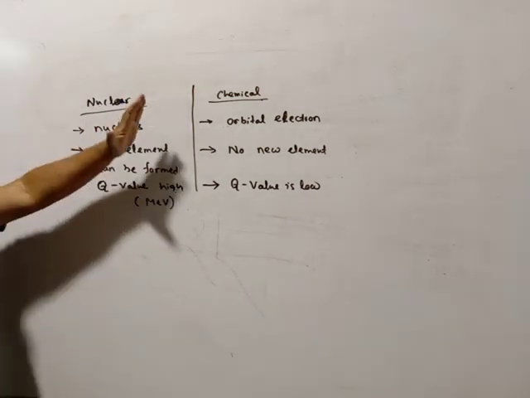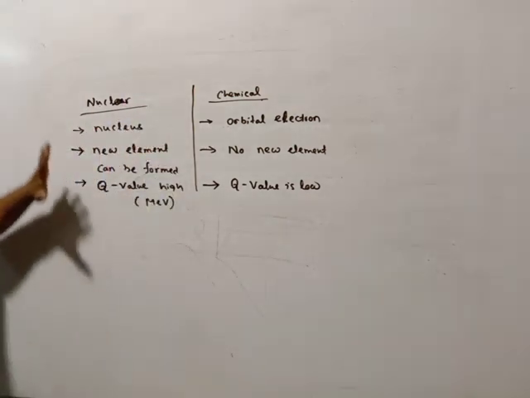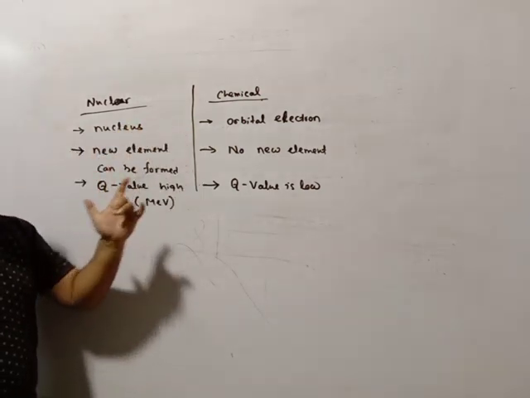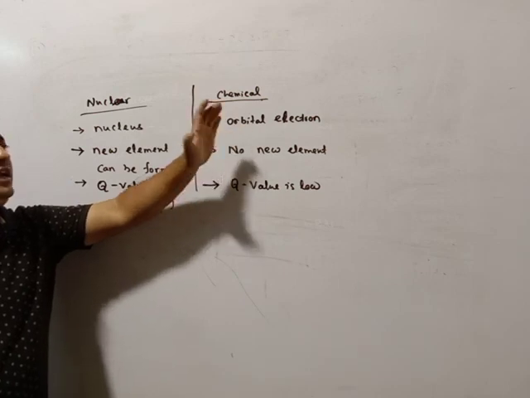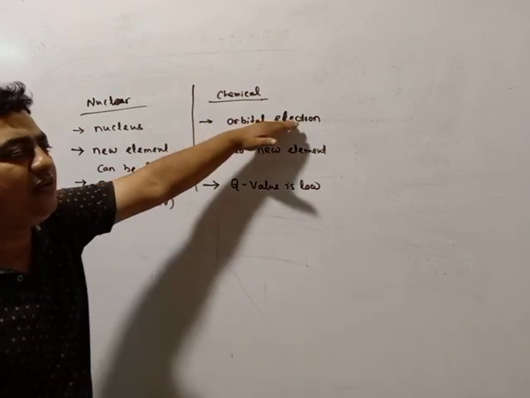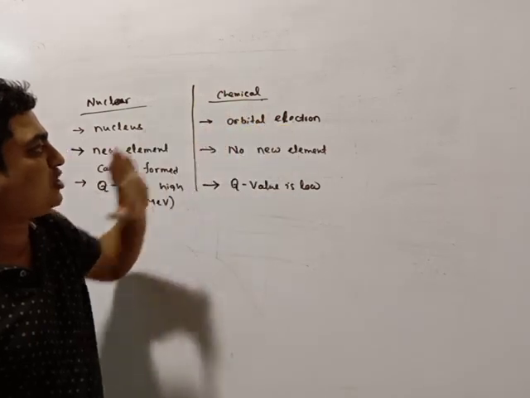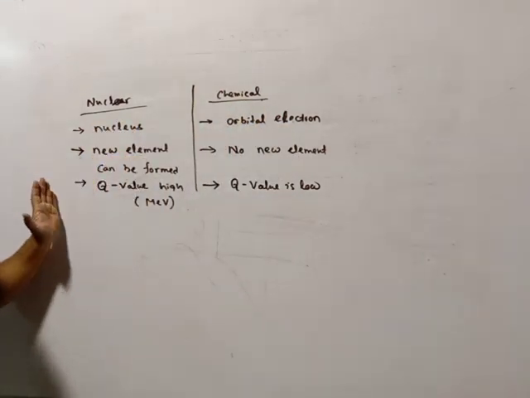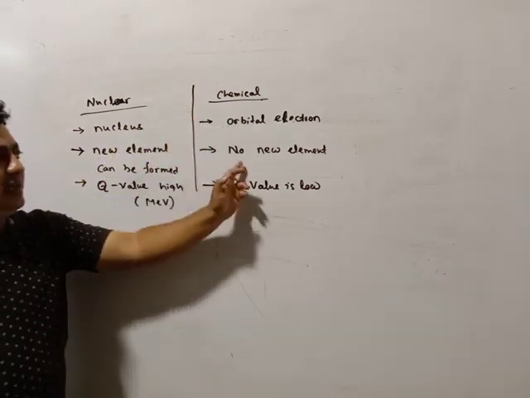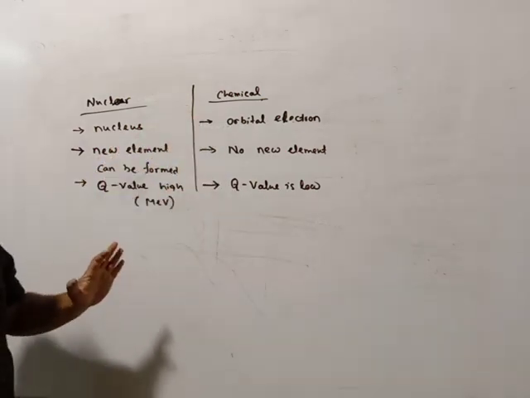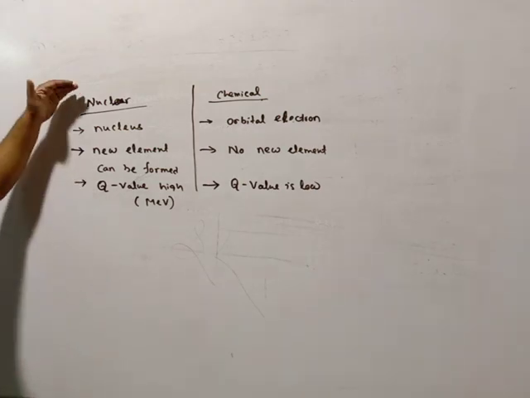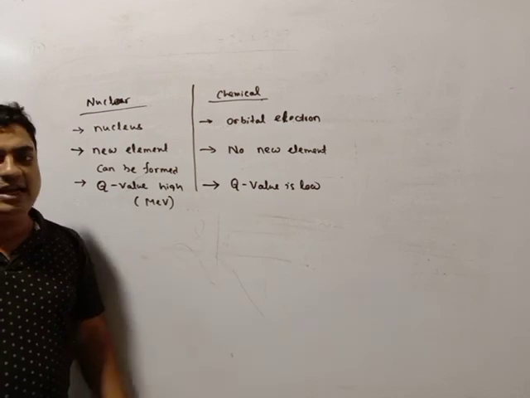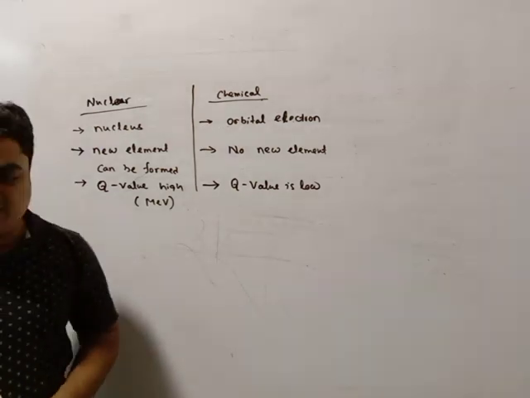So, what is the basic difference between nuclear and chemical reaction? In nuclear reaction, the nucleus is involved. But in chemical reaction, it is due to involvement of orbital electrons or outermost electrons only. In nuclear reaction, new elements can be formed. But in chemical reaction, no new element can be formed. In nuclear reaction, the energy involved is very high. In chemical reaction, the energy involvement is very low.